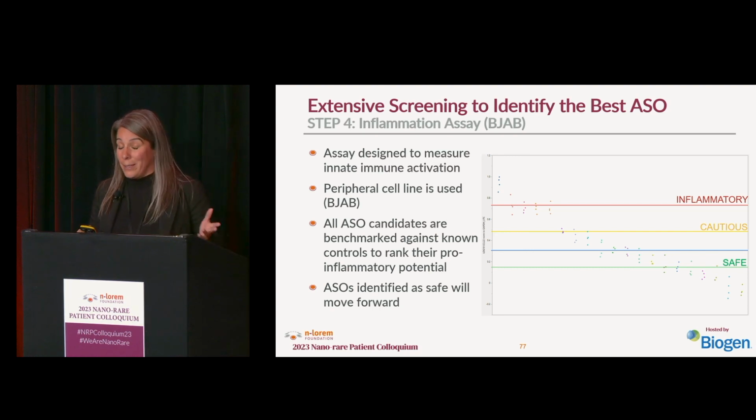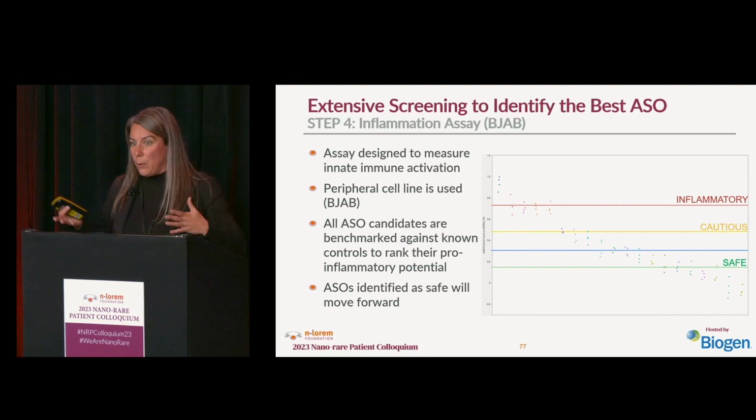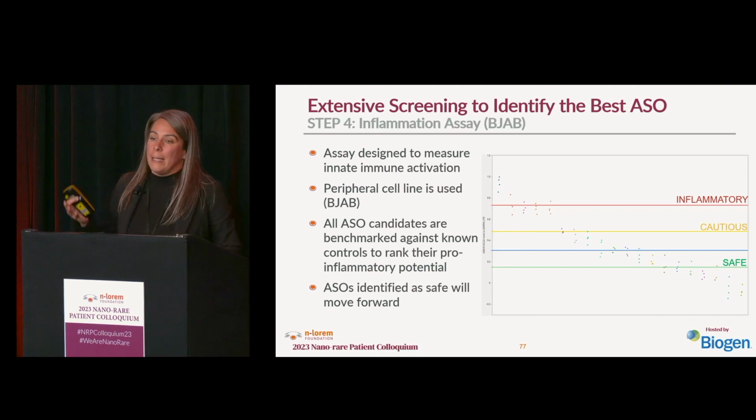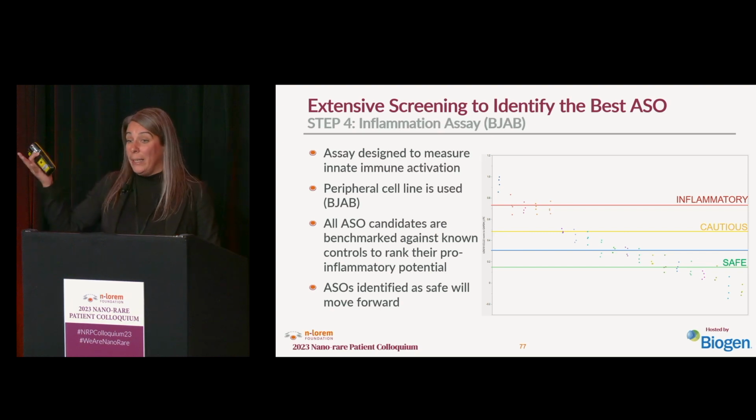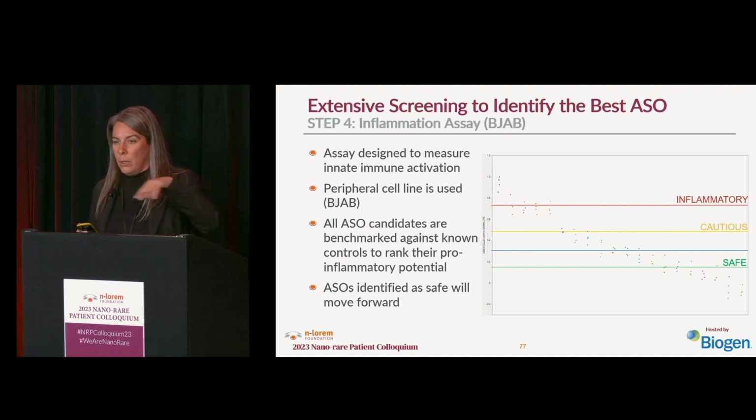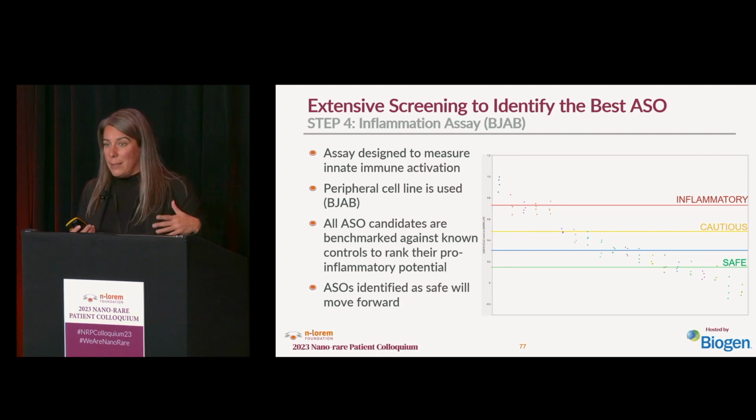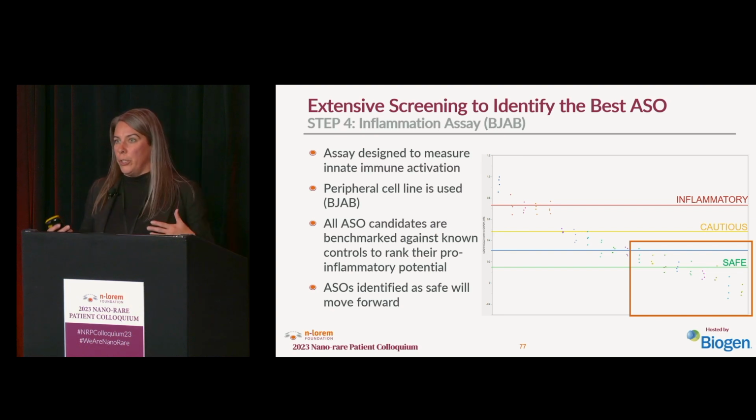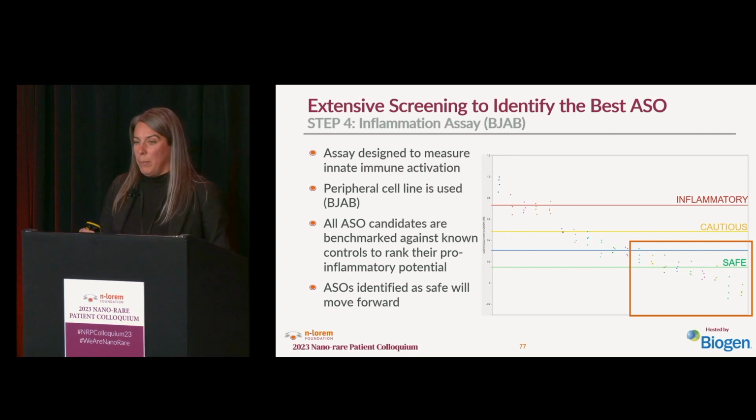So the cell line is called BJAB. That's where the assay takes its name from. And we're treating these cells with all of our ASO candidates that we have moved forward. And we're basically comparing them to 4 control ASOs that we know are either highly inflammatory or moderate, or basically not inflammatory. And so those are the green, blue, yellow, and red lines on the graph. And we're really benchmarking our candidate ASOs against these 4 controls. And in this example, ASOs that are in the orange box would move forward to the next step because they're considered safe.